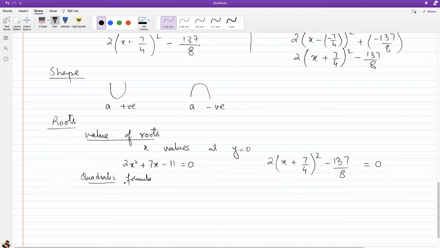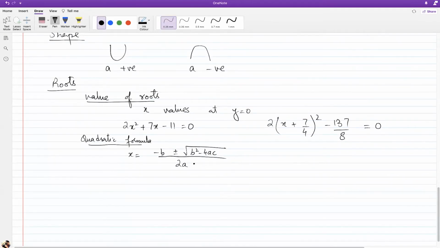Quadratic formula basically relies on this. Quadratic formula हमेशा क्या होता है? X equals minus b plus minus square root b square minus 4ac over 2a. Right? We will study quadratic formula in a bit. So quadratic formula हमें x की values बताता है. All right. So you just plug the values in here. You get minus 7 plus minus square root minus 7 squared minus 4 into my a is 2, c is minus 11 over 2 into 2. That gives me my value that I want.